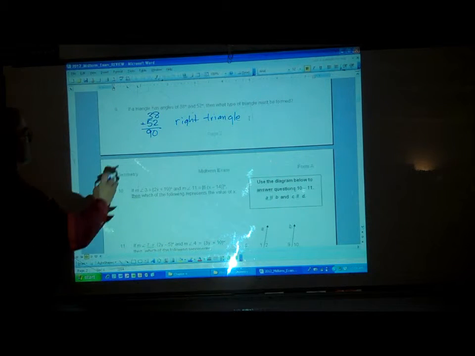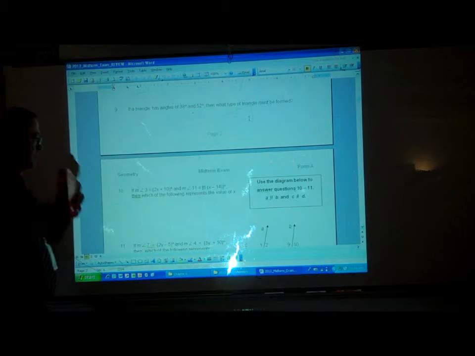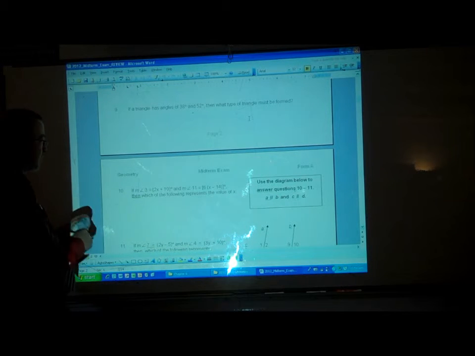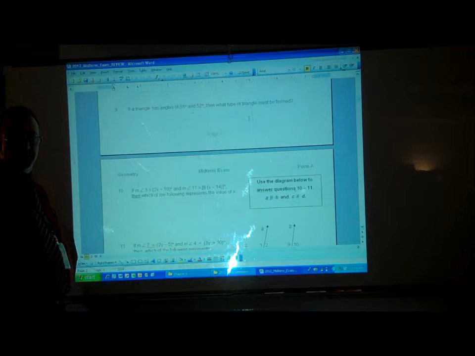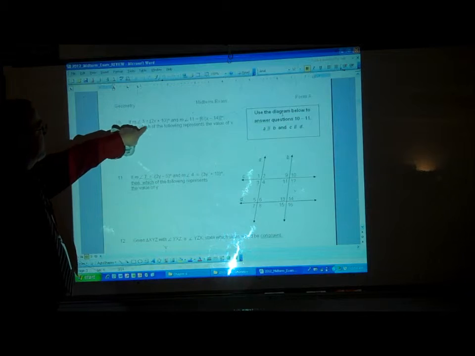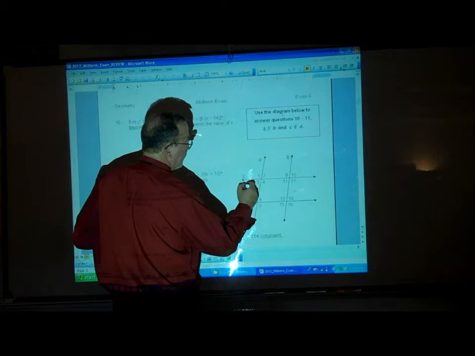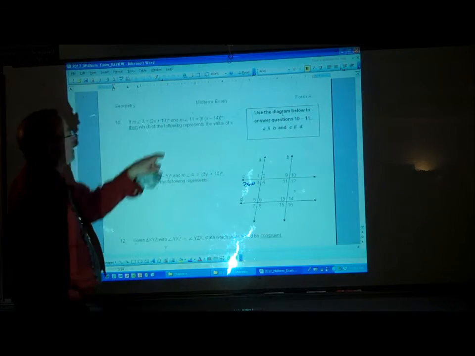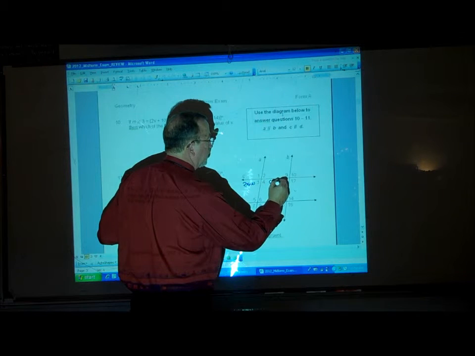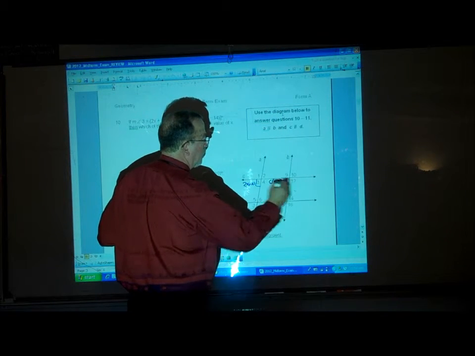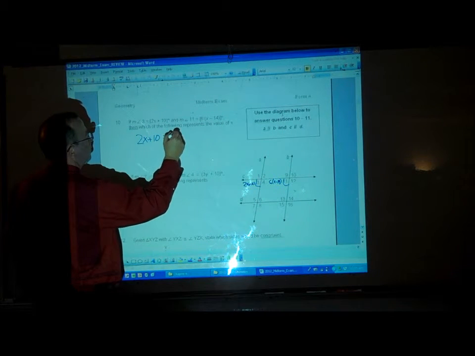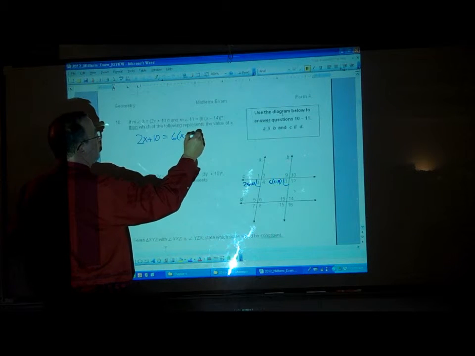And let's see, number 10. If the measure of angle 3 is 2x plus 10, and the measure of angle 11 is 6 times x minus 14, which of the following represents the value of x? All right, 3 is 2x plus 10. 11 is 6 times x minus 14. Those two angles right there are corresponding, so they have to be equal to each other. So we set them equal. 2x plus 10 equals 6 times x minus 14.